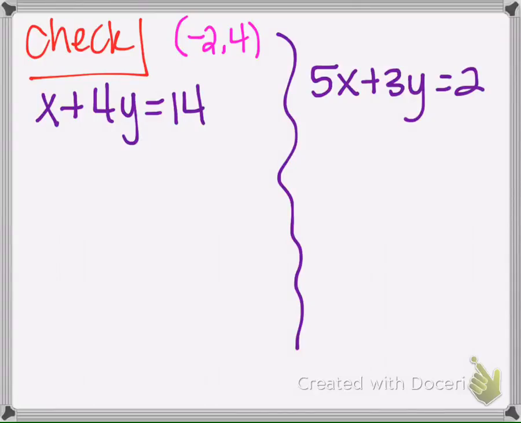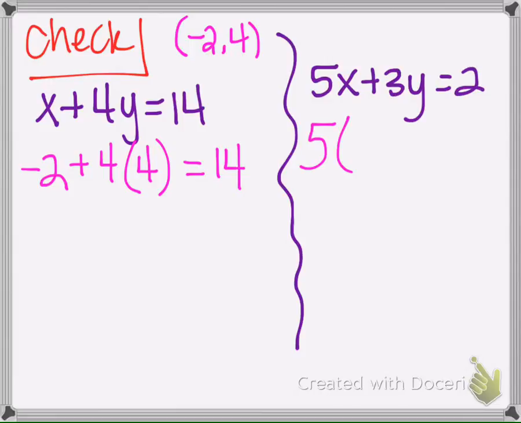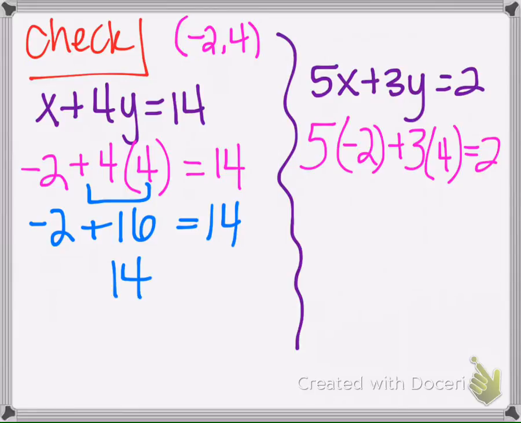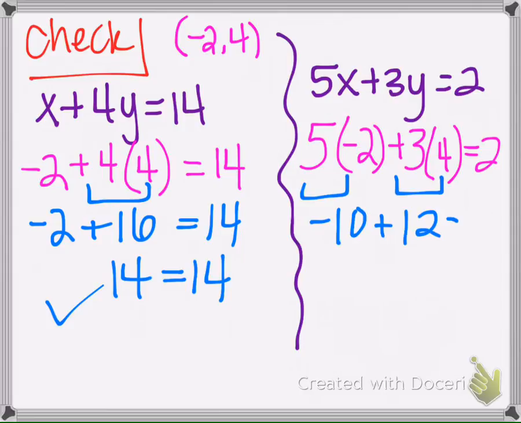And now we're going to check our solution. We're going to replace the x with -2 and the y with 4 and make sure that it equals the same thing on both sides for both of the equations. And we see that it does on the first one. And it also does on the second. So we would know this is the correct solution.